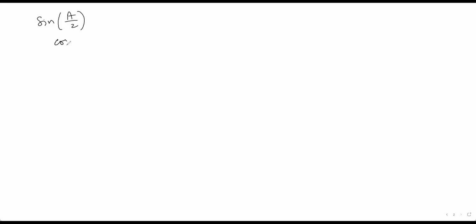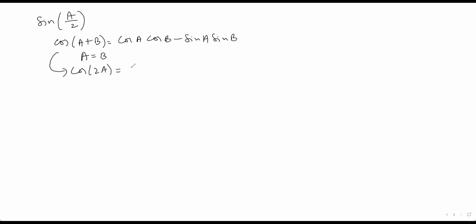Okay, so let's say cos A plus B is going to be cos A cos B minus sine A sine B, right? If you put A equal to B, then this will become cos of twice A will be equal to cos square A minus sine square A. And this will be 1 minus sine square A minus sine square A. This will be 1 minus 2 sine square A.